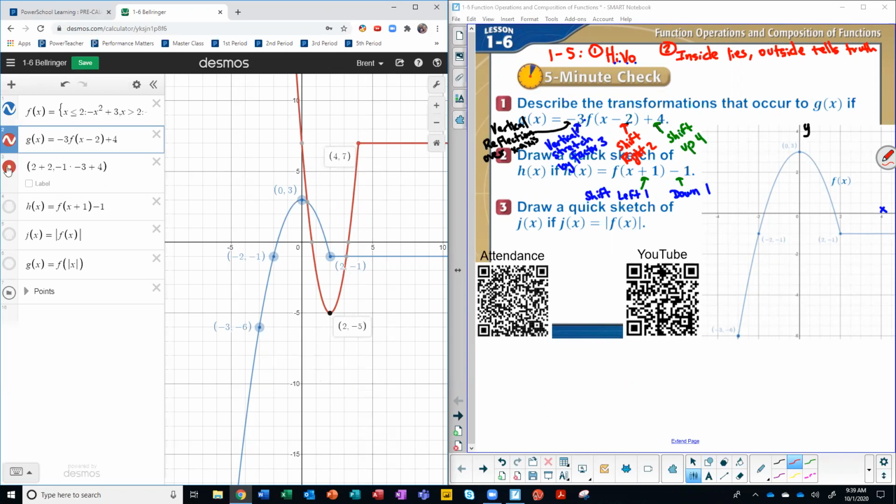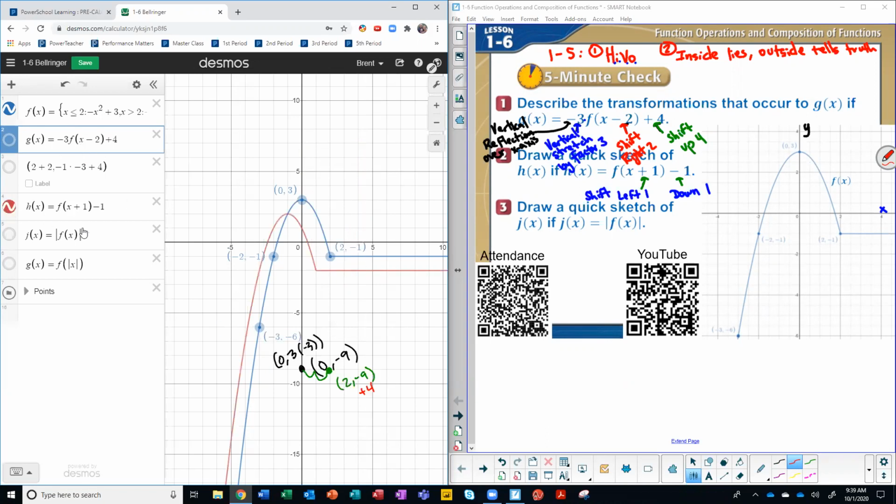And so now let me take these off, and let's take a look at number 2. Number 2 just said shift left 1, down 1. And I already have that one graphed right here. Check it out. When I click the +1, that's left 1 because inside lies, and it's an x. Inside's x, horizontal. Outside tells the truth, so it goes down 1.